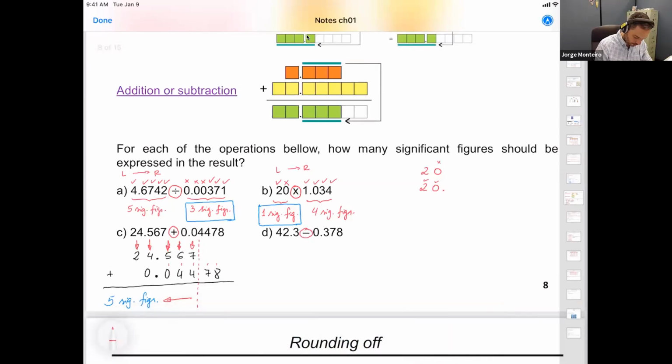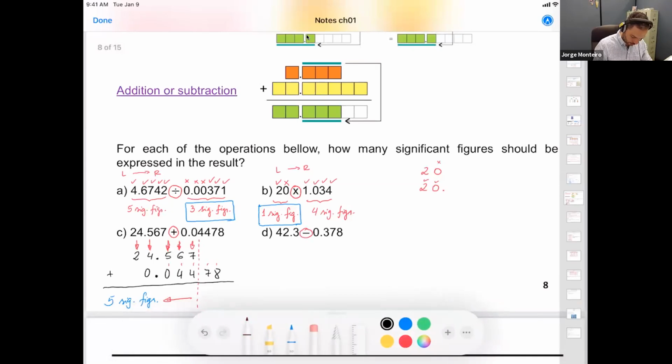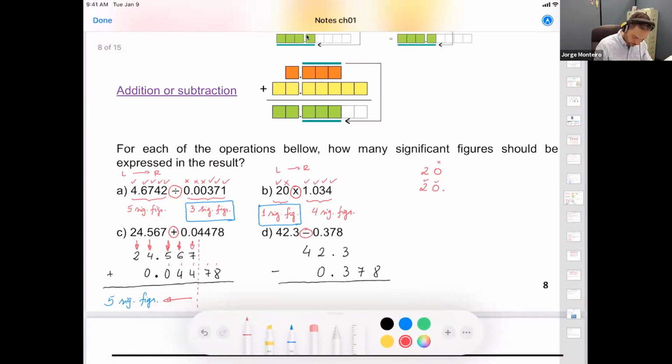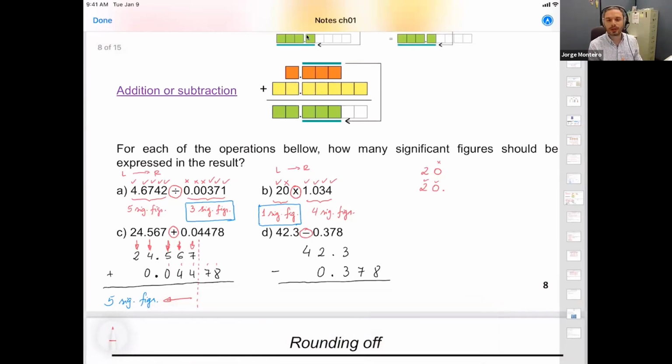Final example, subtraction. So we are going to use the same rule. So let's rewrite the numbers and stack the numbers. Make sure the decimal points are aligned. Then we are going to look at the digits after the decimal point and see who is limiting.